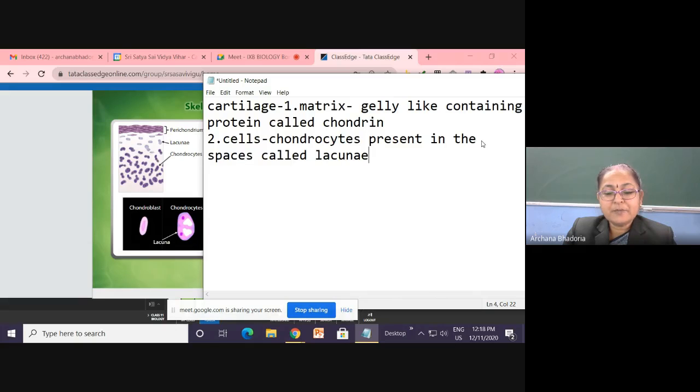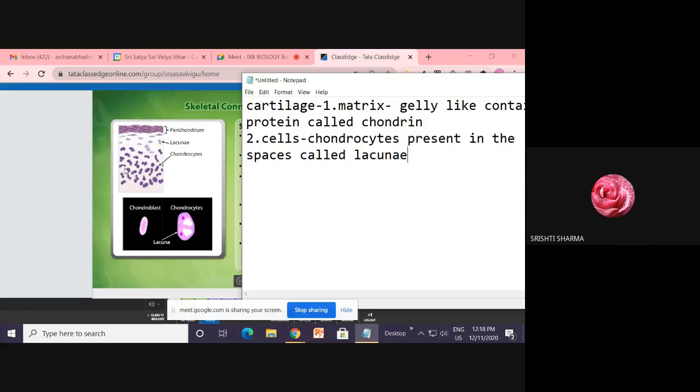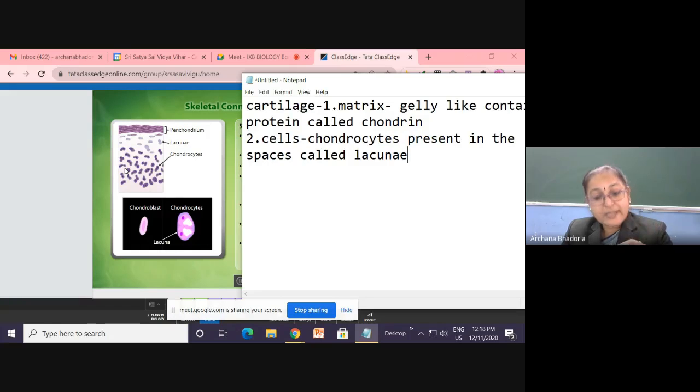तो chondrocytes, remember children, they will be present. अब ये देख लो फिगर में दिख रहा है आपको. This is the structure of the cartilage, children. Cartilage की covering को perichondrium बोलते हैं. उसके अंदर पूरा matrix रहेगा, which will be jelly-like. In that jelly-like, the spaces will be there. उस spaces को क्या बोलेंगे? What are those spaces called, children? Lacunae. And in those lacunae, you find the cells called chondrocytes. And these chondrocytes will be present in the group of 2 or 3.